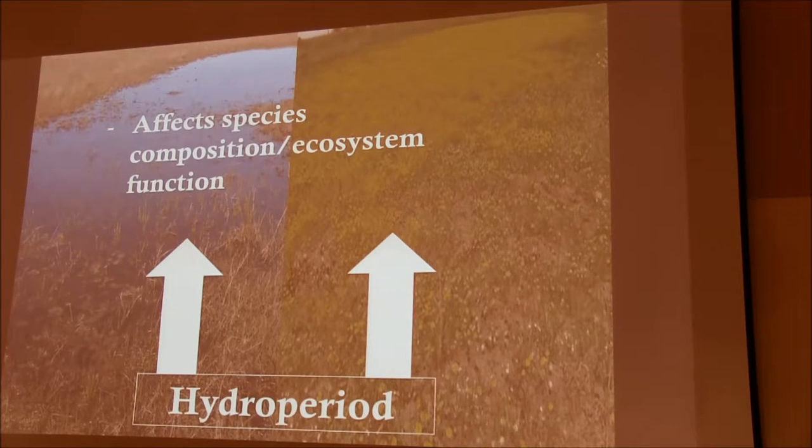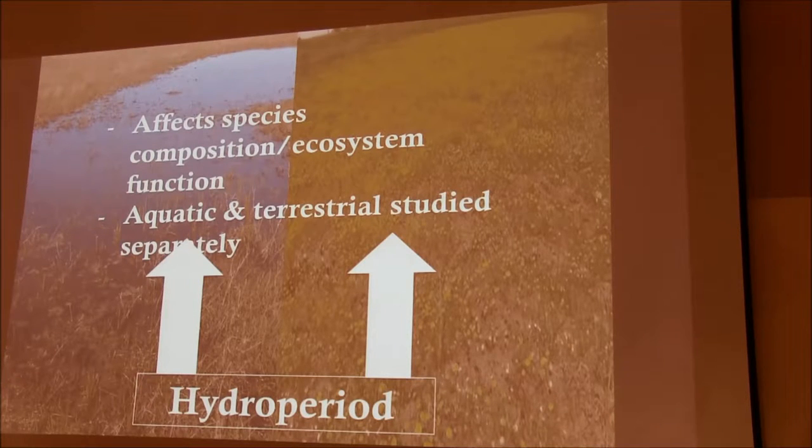The second point that stands out is that the aquatic and terrestrial phases or habitats in that vernal pool tend to be studied separately. People look at hydroperiod effects on the aquatic community, or people are studying the hydroperiod effects on that terrestrial phase. And it's kind of a situation of never the twain shall meet. And so we have this rift between how we study these kinds of systems. This is true not only for vernal pools, but also seasonal wetlands in general.